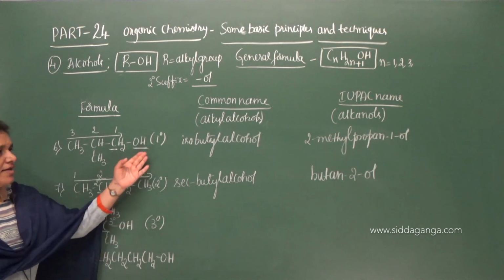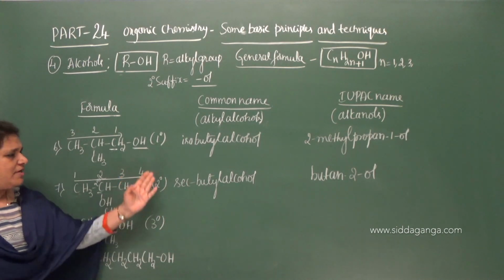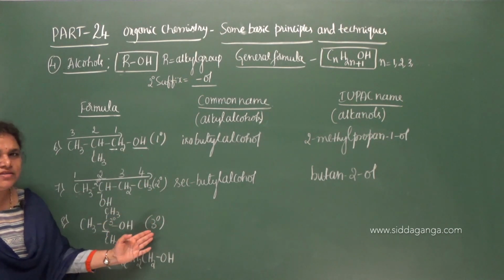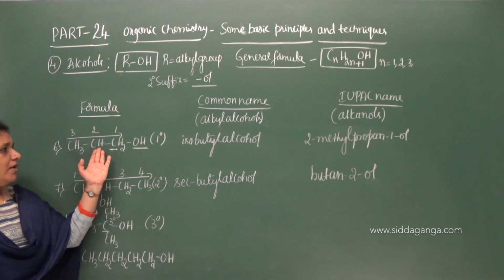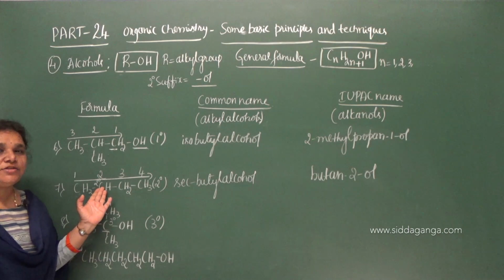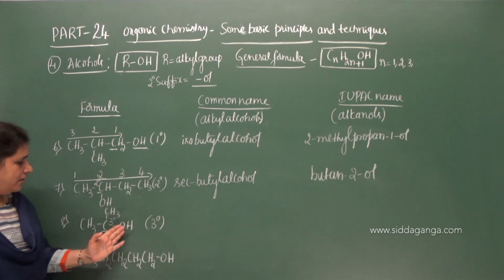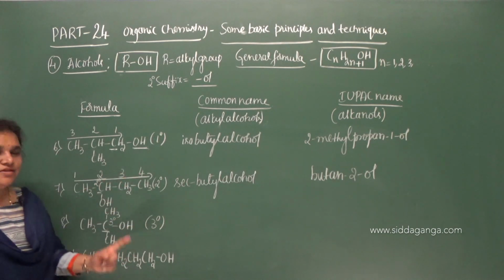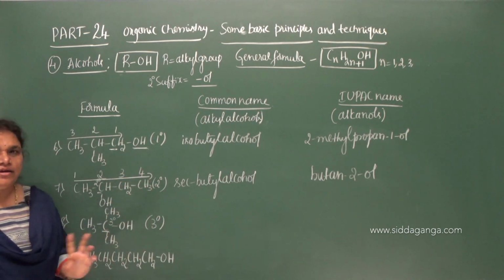So we can classify the alcohols into primary, secondary and tertiary. So this is primary and this is secondary and this is tertiary because here the OH group is attached to primary carbon, here the OH group is attached to secondary carbon and here the OH group is attached to tertiary carbon. Hence you can classify it into primary, secondary and tertiary.